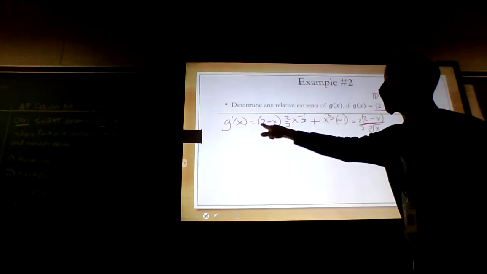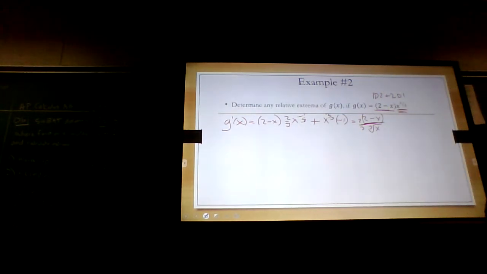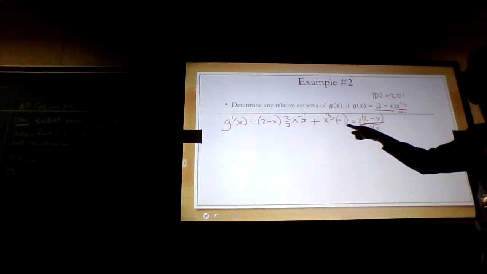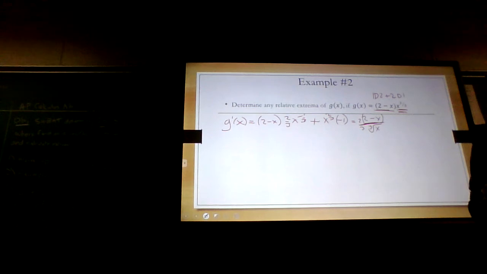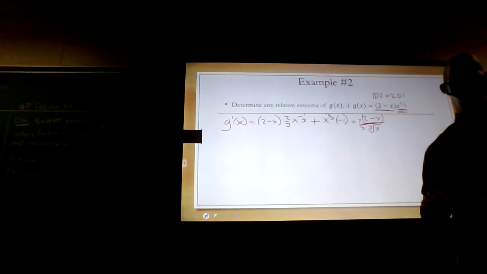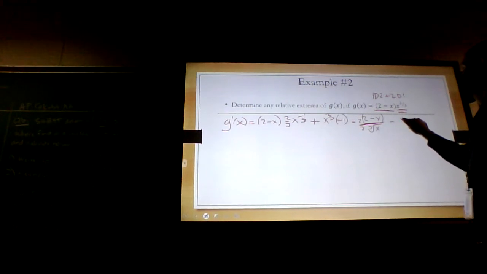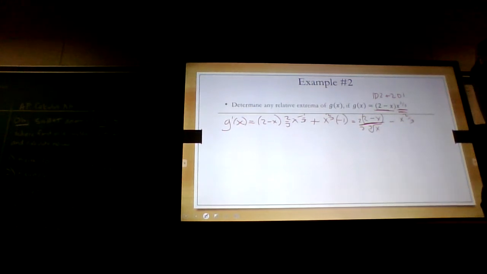So this 2, I got to take this 2 times that 2 minus x, right? This 3 is in the denominator, so it's right there. This is a negative exponent, so it has to go to the denominator. Remember, the third power means the cubic root. This guy here is just minus x to the 2/3, no big deal.